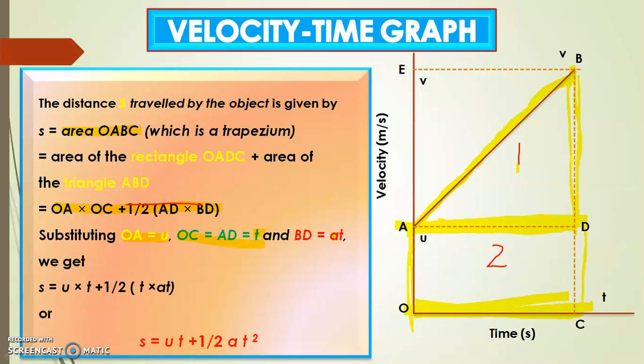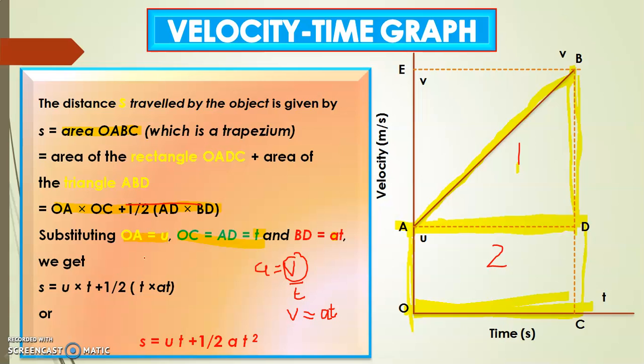And the change in velocity is the acceleration times time. We know that acceleration is equal to V divided by T. Clear? So from here we will get V is equal to AT, and it is given by BD.